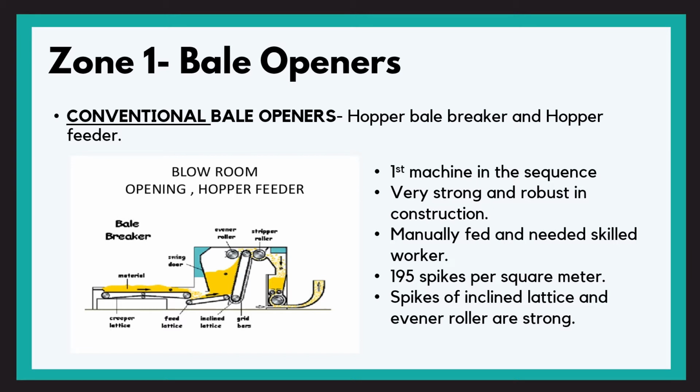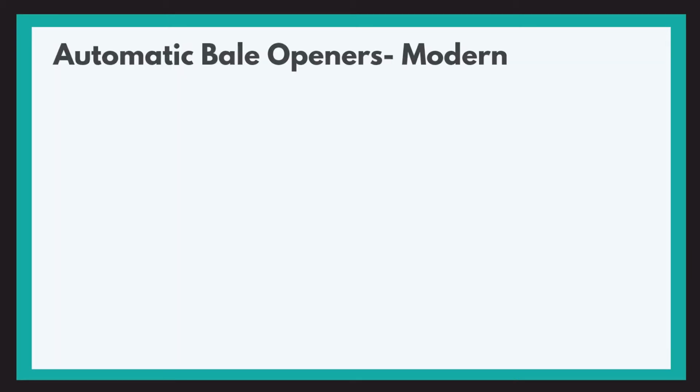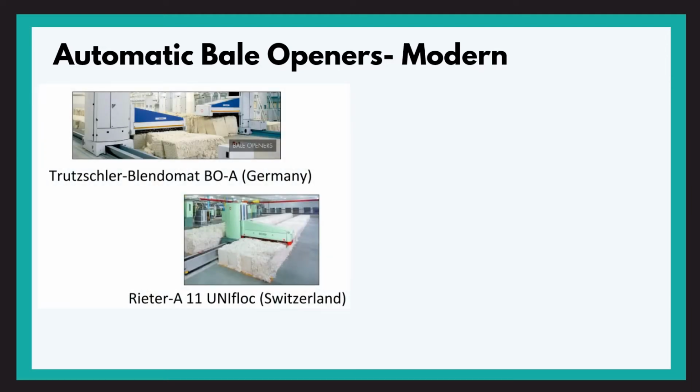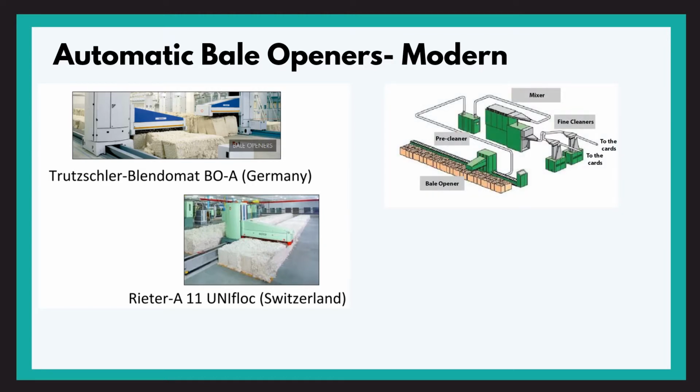But now let us move on to the automatic bale openers, which do not require any manual labor. These are the second generation machines which are of traveling type. That is, they move past the bales of the layout and extract material from top to the bottom. The two used are given in the picture. These are Truchler Blendomat and Rita Unifloc.